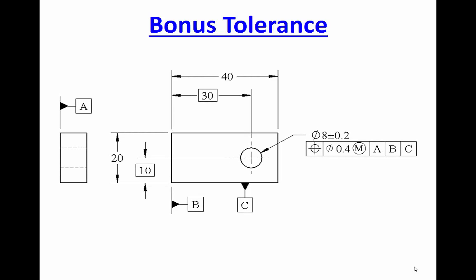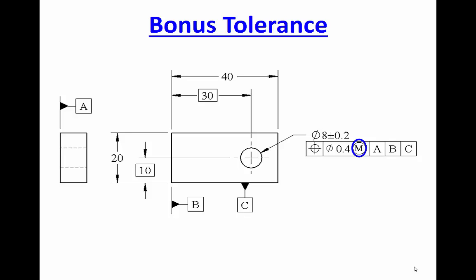Here's the drawing of the machine bracket with a hole in it. Notice that the size of the hole is 8 plus or minus 0.2 millimeters. You will also notice that this drawing contains a position tolerance, which includes an MMC modifier, meaning that the 0.4 millimeter position tolerance zone applies at maximum material condition. Maximum material condition occurs when the hole is as small as possible.